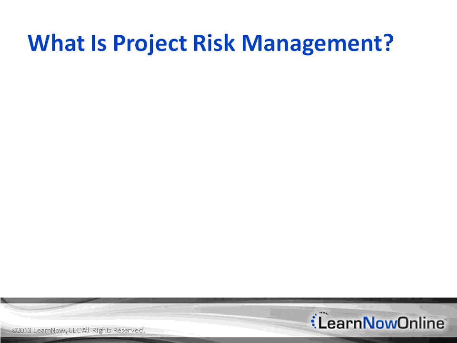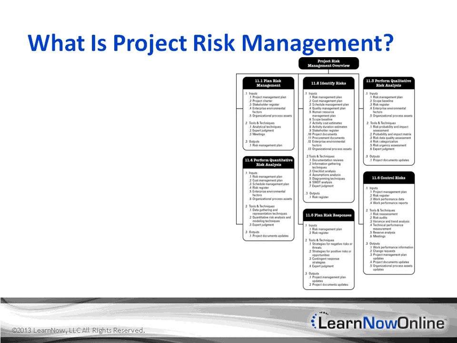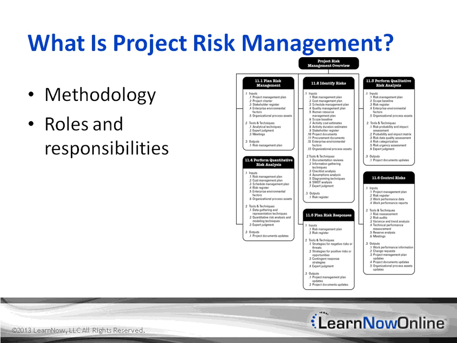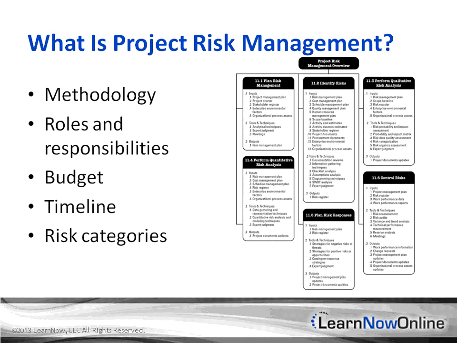A risk management plan is a component of the project management plan that describes the team's approach to identifying risk. It identifies the methodology, approaches, and tools that will be used. It documents the roles and responsibilities of those involved. It identifies the budgeting and the scheduling for risk management activities, and it identifies risk categories.